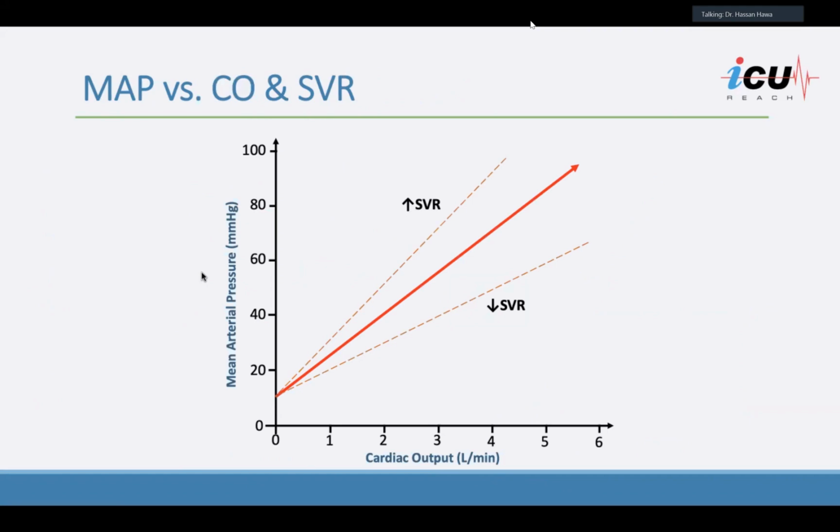Another important concept to remember is the relationship between the mean arterial pressure and the cardiac output in relation to the systemic vascular resistance. So for a given MAP, or mean arterial pressure, you will have a cardiac output. This cardiac output will drop if there is an increase in the systemic vascular resistance, whilst the cardiac output will go up if there's a drop in the systemic vascular resistance, as we see commonly in distributive shock states.